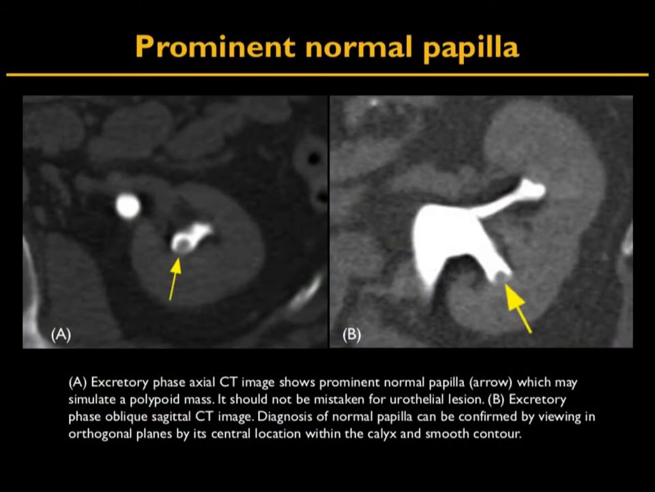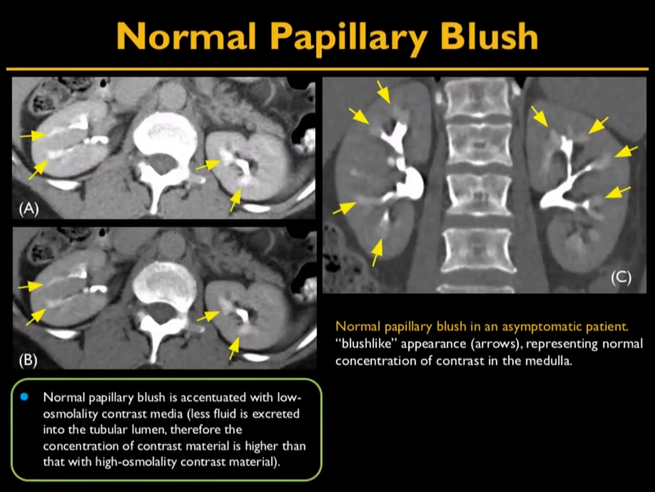This is a nice example showing you a prominent normal papilla, and the importance of being able to view it on several different frames or different coronal and sagittal views makes it very easy. We also know that the degree of normal papillary blush varies between patients, so you want to be very careful not to call that an abnormality. Normal papillary blush is accentuated with low osmolar contrast agents, and you want to be careful not to call that pathology because it's just normal.